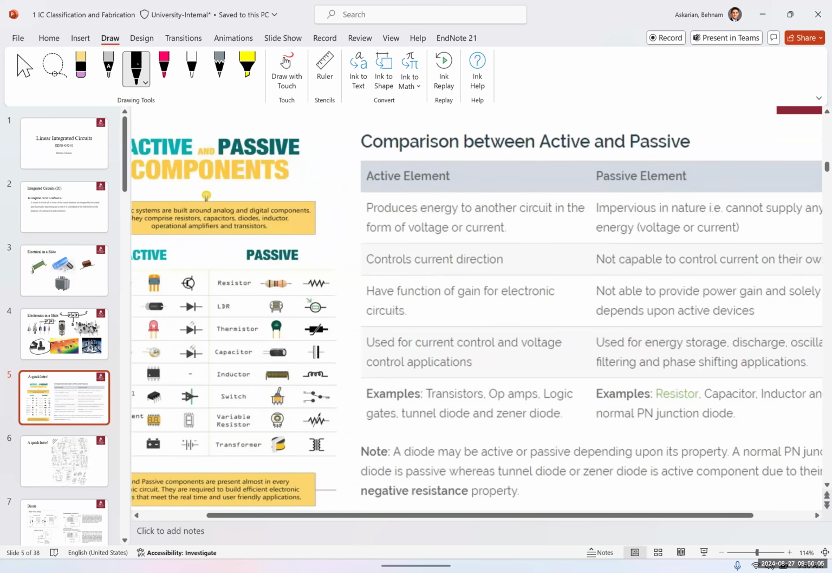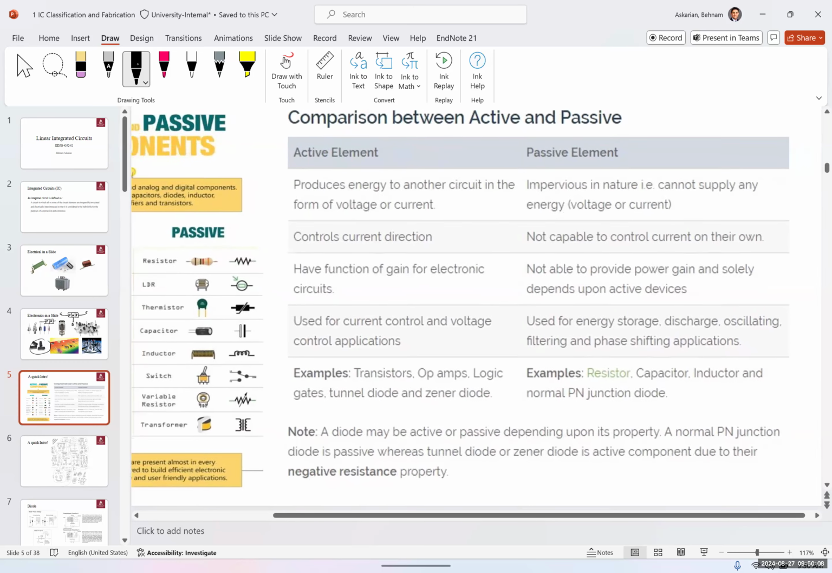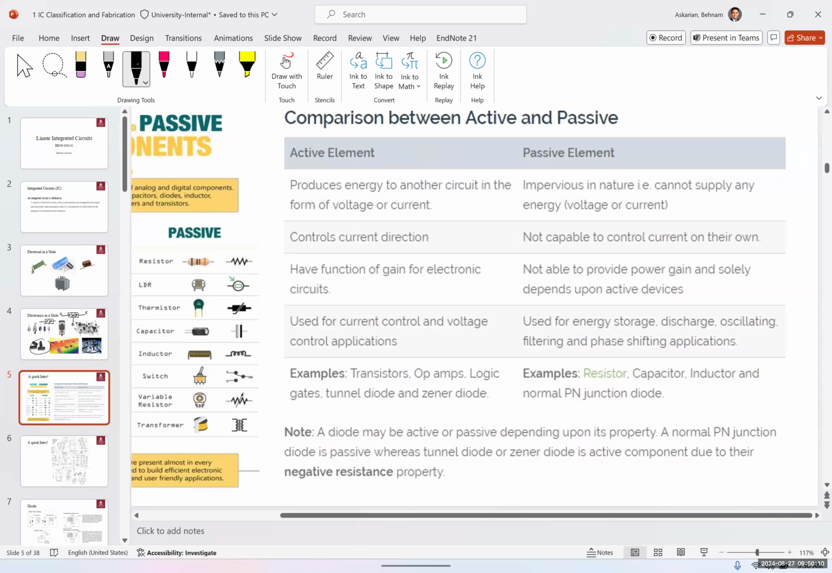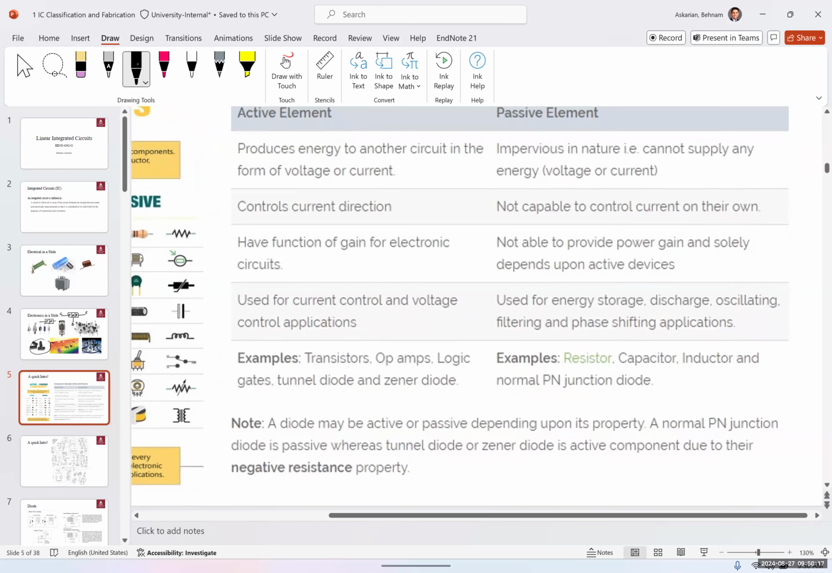So the difference, again, you can see in this table. Active elements produce energy for another circuit in the form of voltage or current. They can control current direction. Passive elements are the opposite. The active elements have the function of gain for electronic circuits. They are used for current control and voltage control applications, like a voltage regulator is an active element. And some examples are transistors, op-amps, logic gates, tunnel diodes, and Zener diodes.